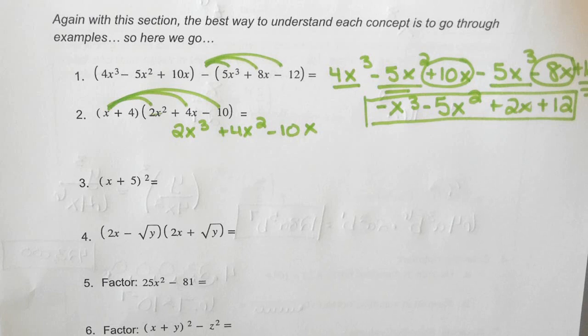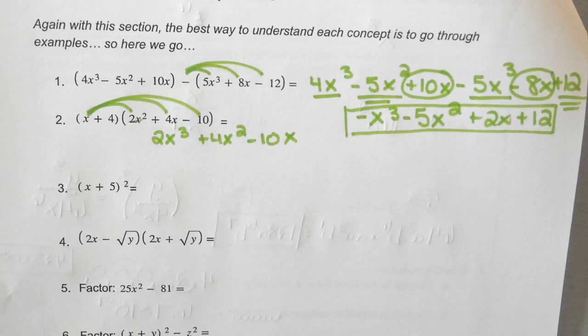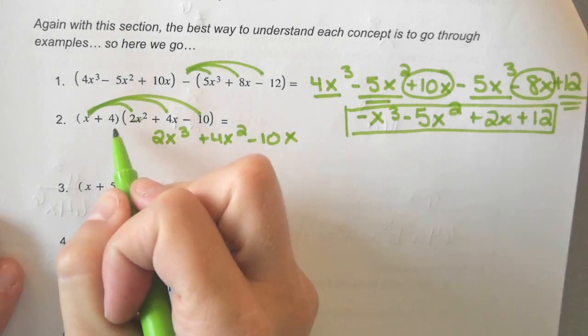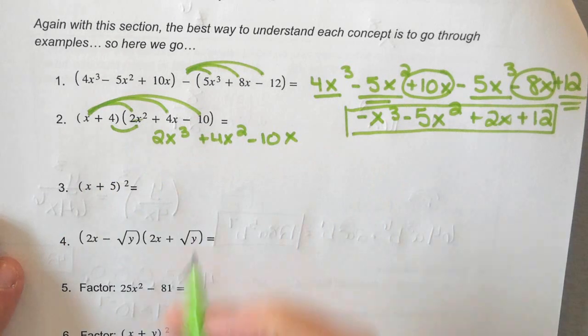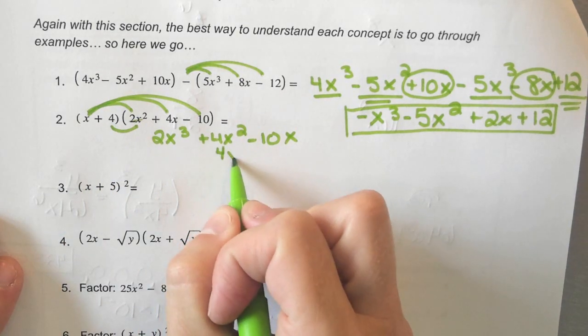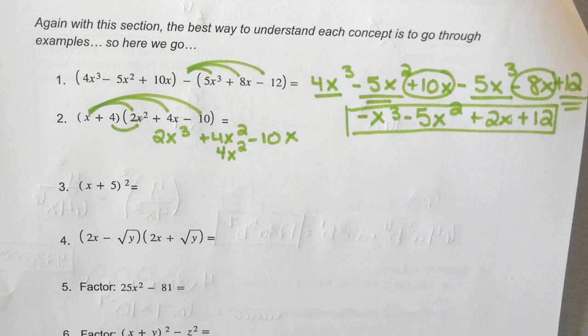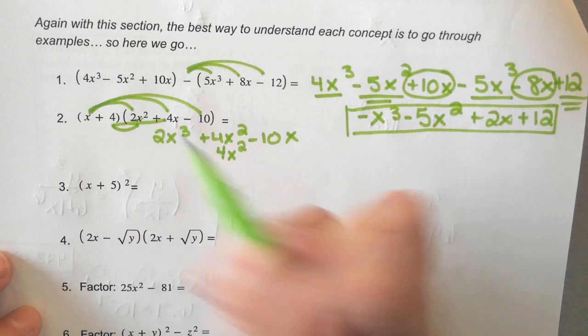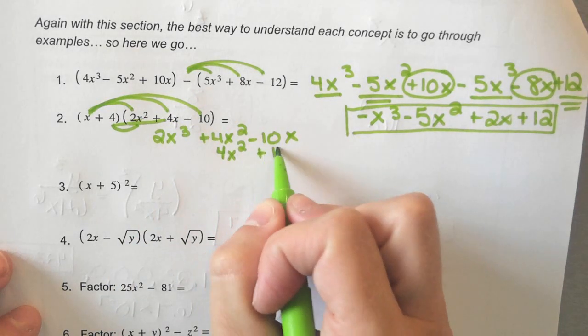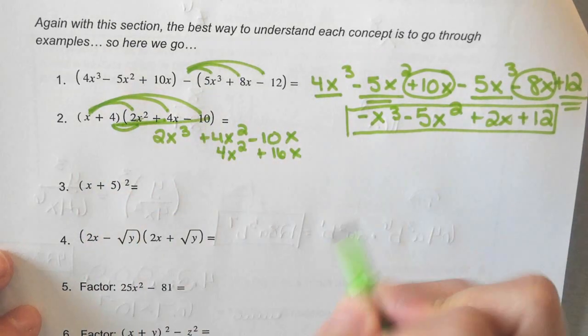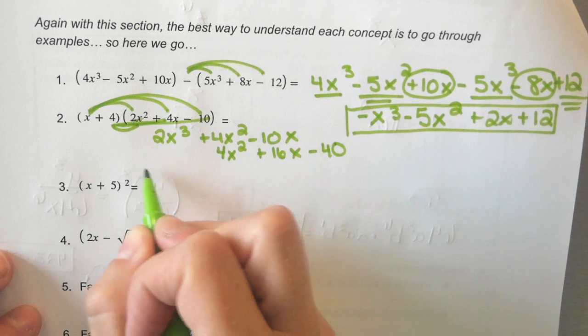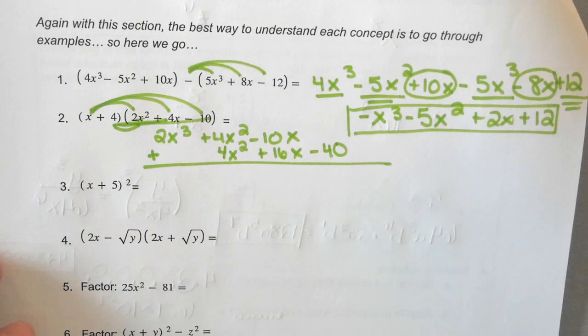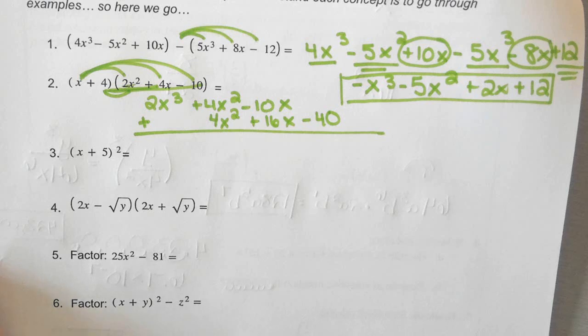Another way that you can set these up instead of having it all be horizontal and underlining and circling stuff is you can position things above and below each other to help yourself as well. So when I multiply here, I get 4x squared, and I'm going to put that right underneath the other x squared term. That's going to make my life easier in a second. Here is a 16x, and here is a negative 40. So again, you can set it up vertically as well if you want.